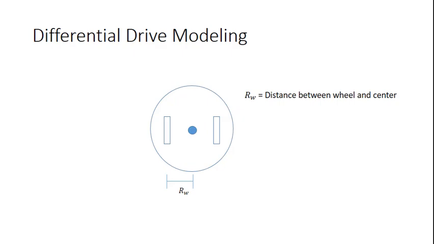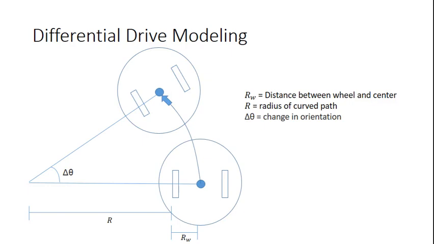So another thing that we need to know about the robot is the distance between each wheel and the center of the robot, or the reference point of the robot. So we're going to label that as RW. And as the robot moves, anytime it drives on a curve, you can actually represent the motion with a circle. So even if the robot doesn't move on a circle exactly, if you break down the movements into small enough little steps, you can model it as a circle.